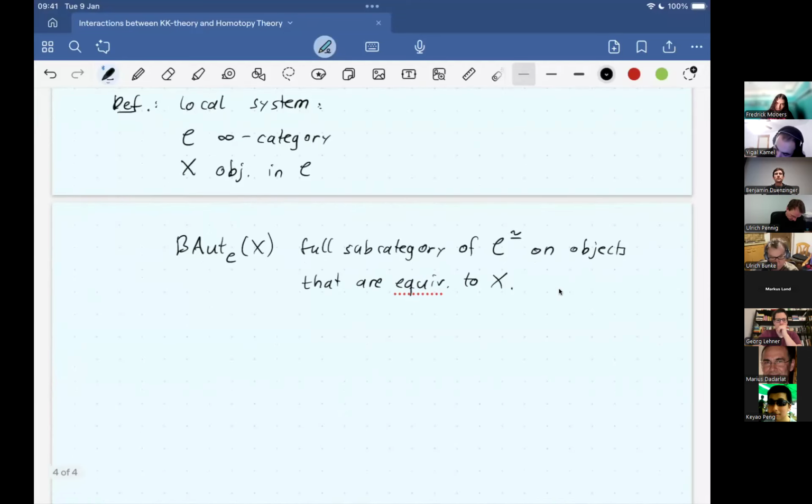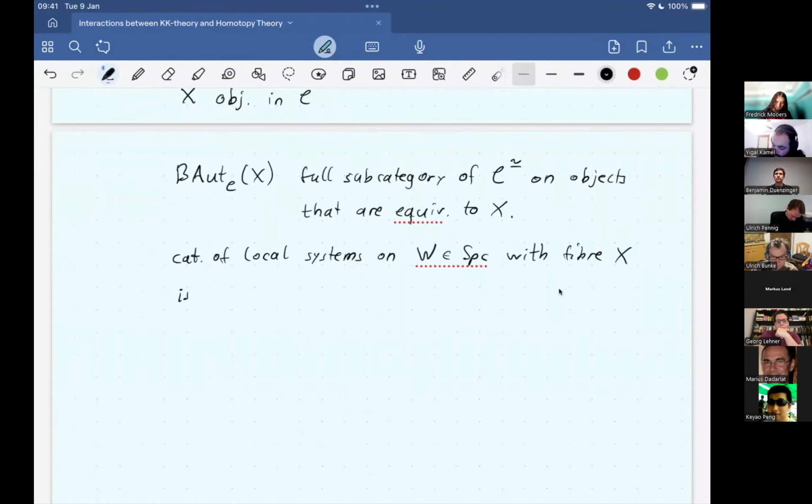Right? And then I have a category of local systems. Let's say on a space W with fiber X. And that category is just the category of functors from W, now considered as an infinity groupoid, into this category B out C of X. Right, so that's a local system.